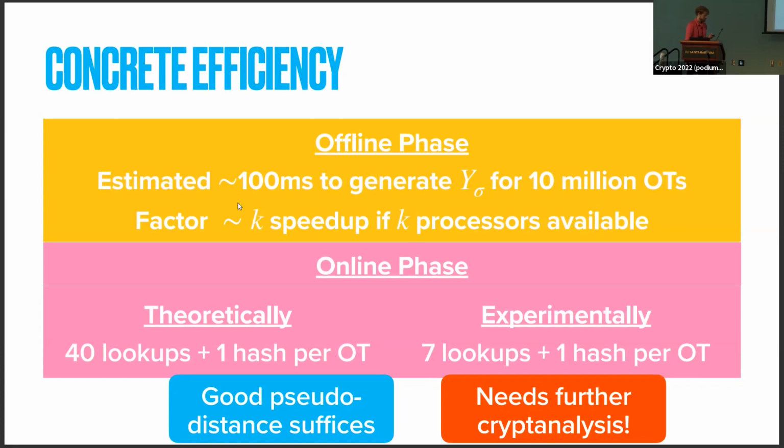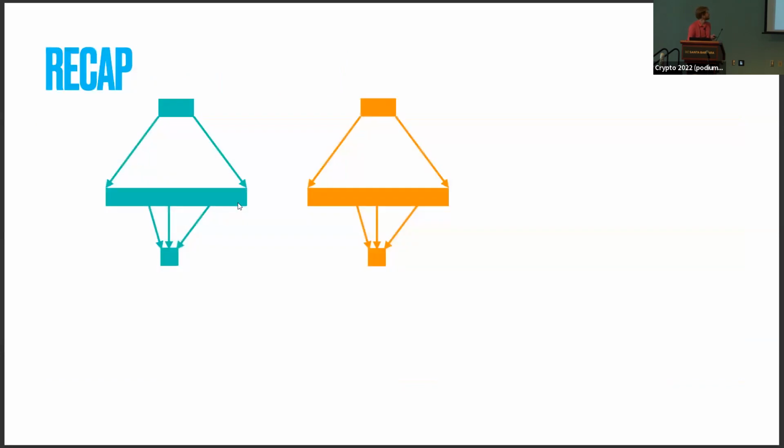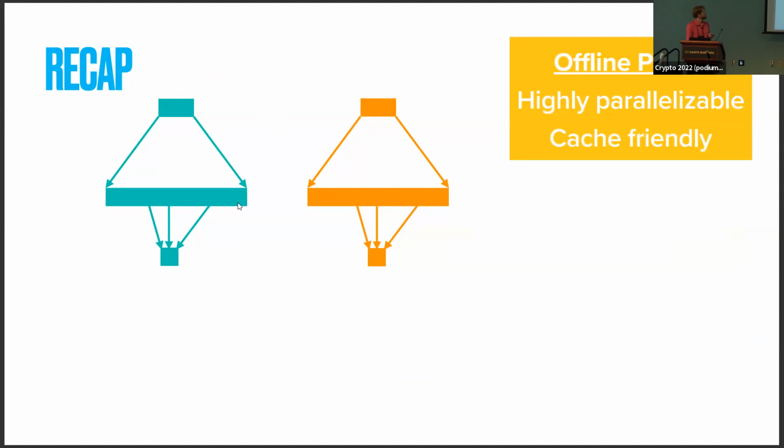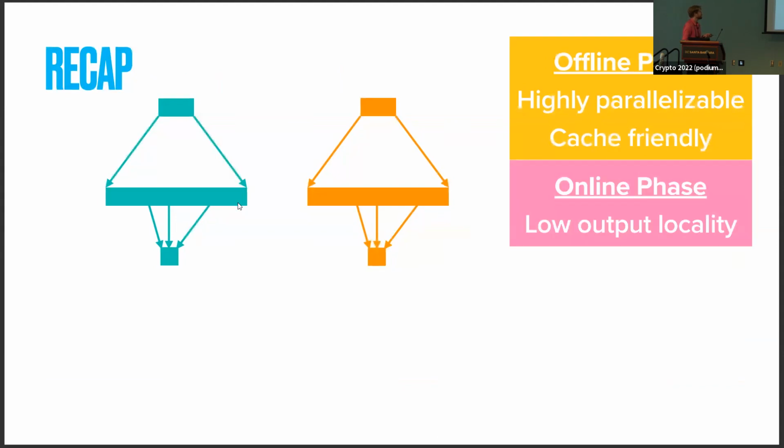Okay, but this is, of course, very conjectural at this point, and I think this definitely merits further cryptanalysis. Okay, so just to recap what we did here, we talked about expand accumulate codes, which had a highly parallelizable offline phase, which is also cache friendly, and also the online phase had low output locality.